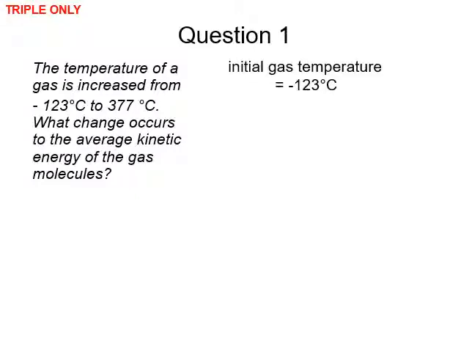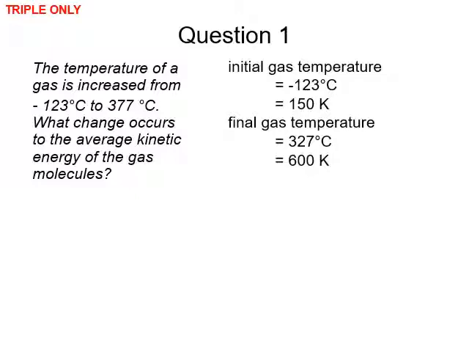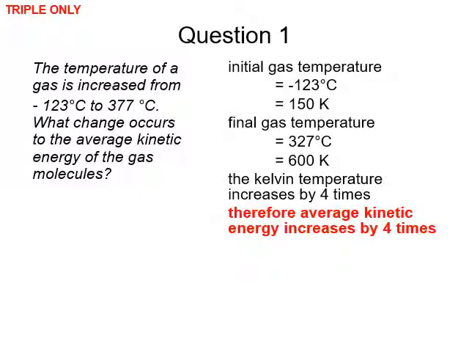The initial temperature is 123 degrees Celsius, which is 396 Kelvin, and the final gas temperature is 327 degrees Celsius, or 600 Kelvin. So you've basically added more heat energy, you've increased the temperature. So the Kelvin temperature is increased by 4 times, 600 from 150. Therefore, the average kinetic energy has also increased 4 times, because remember that temperature is proportional to the kinetic energy.